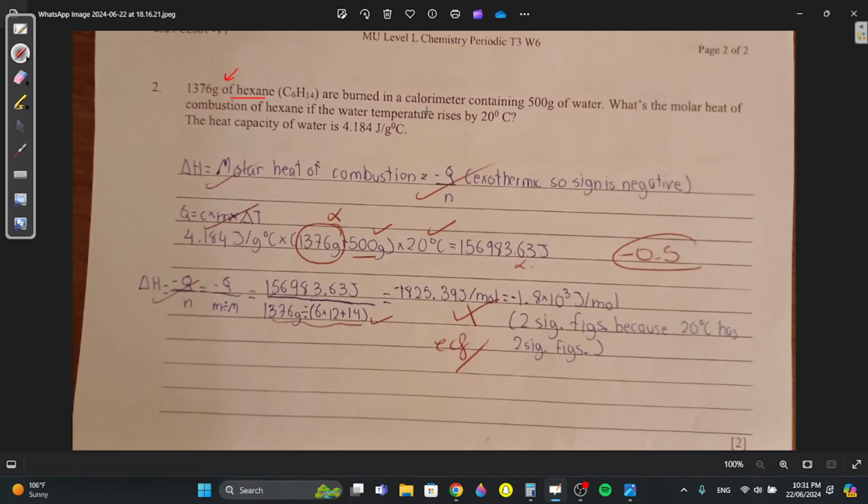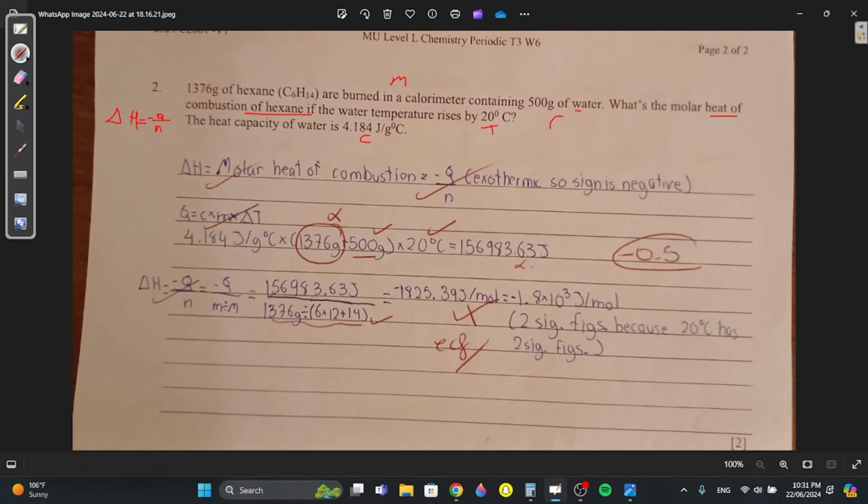1,376 grams of hexane are burned in a calorimeter containing 500 grams of water. What's the molar heat of combustion of hexane if the water temperature rises by 20 degrees Celsius? They said the heat capacity of water is this. What is the molar heat of combustion? When you see molar heat of combustion, or heat of vaporization, or heat of whatever, that means they're asking for delta H, and delta H is minus Q over N, but they didn't give us the Q. They gave us the C. They gave us a mass, and they gave us a temperature.